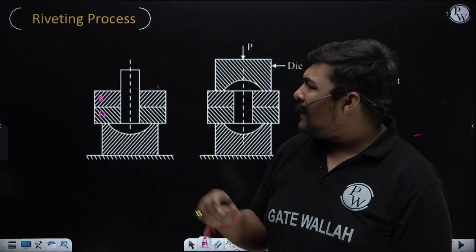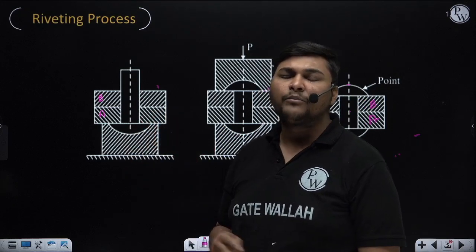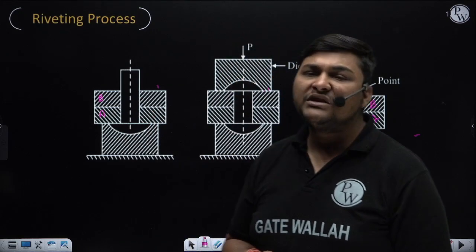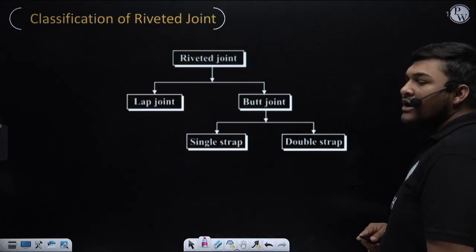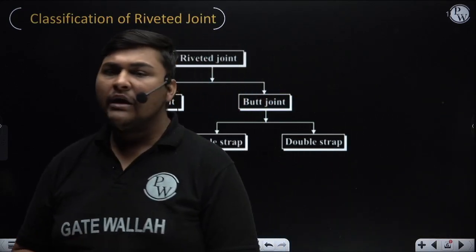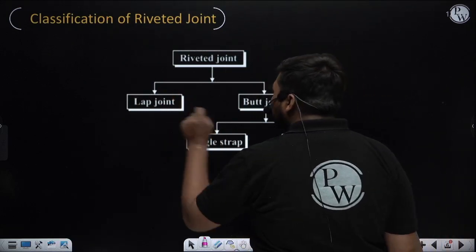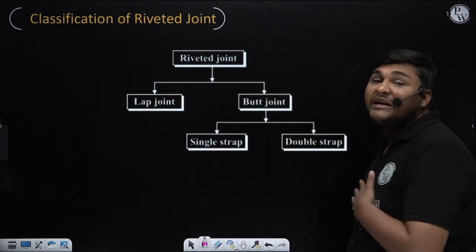But this thing I have already explained. For understanding point of view, we have to study this chapter with respect to design point of view. And to study this chapter with respect to design point of view, first we need to understand various classifications of riveted joint. In this we will study two types of riveted joint. First is lap joint or lap riveted joint, you can also say. And second is butt joint or butt riveted joint.